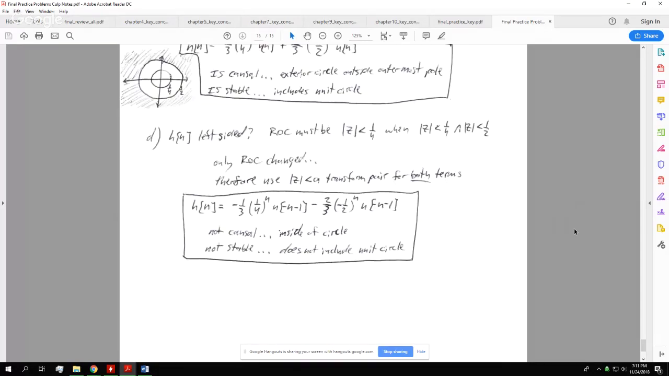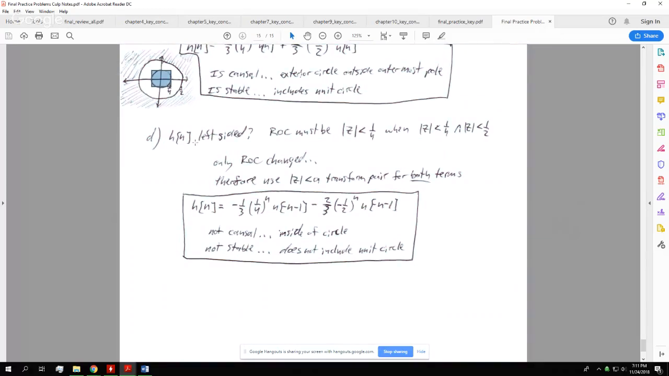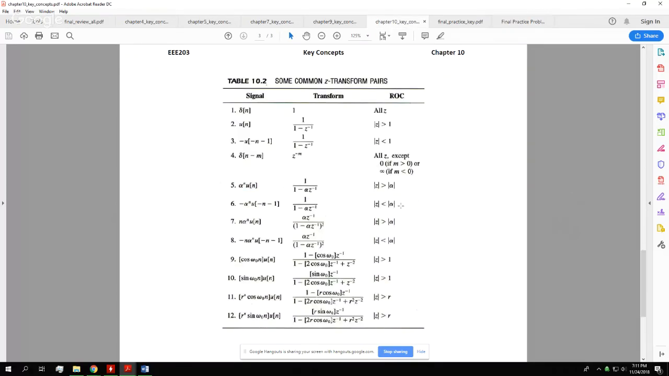Now, part D, we flip all that on its head, and we say, this time we want h of n to be left-sided. Left-sided means that our region of convergence, I didn't draw it here, will be the inside circle, on the inside of the innermost pole. And if I wrote that mathematically, that's what it looks like here. So the only difference is our region of convergence has changed. This time, when I'm looking at the transform pairs on the table, both of my terms will follow this convention here. Both terms will be less than a quarter.